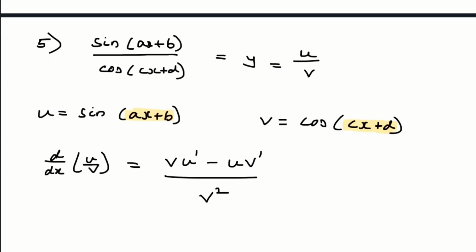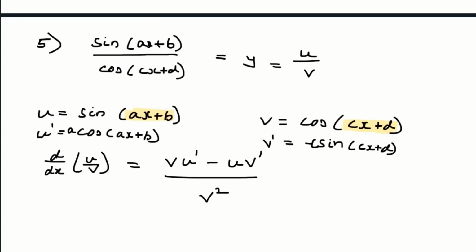So now let me write what is u dash. What is u dash? Differential of sine ax plus b is cos ax plus b. Differential of sine is cos. Differential of ax is a, so I am writing it in the front. Differential of b is a constant, so you can remove it as it is. Here again v dash. V dash: differential of cos is negative sine cx plus d, and differential of cx is c, and differential of d is a constant, so it is 0. So now I have done with what is u dash, what is v dash.